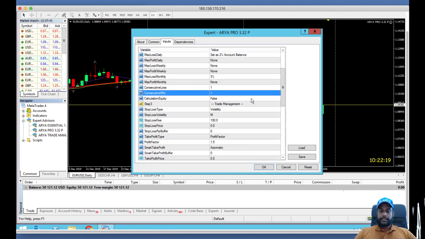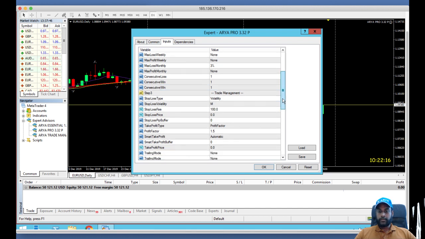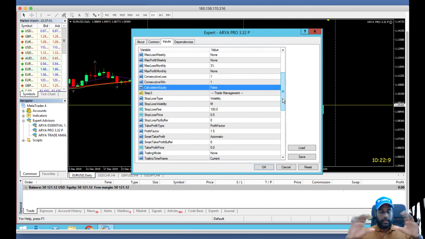Calculation equity. So basically, I'm leaving it on false. Calculation equity is, for example, if you have a lot of positions going on. You are not only on one trade. You have maybe 10 trades. If the 2% loss level is reached on your account, your positions will be closed. But I'm only trading one single asset, that is the euro dollar, and I'm not looking to open any new trades, and I'm only risking 1% of my capital on that trade, so I will leave it on false.